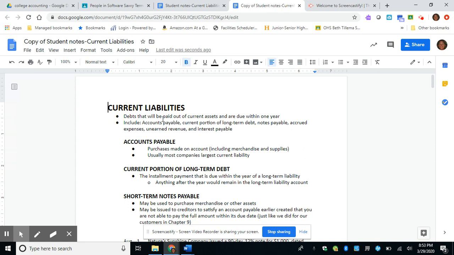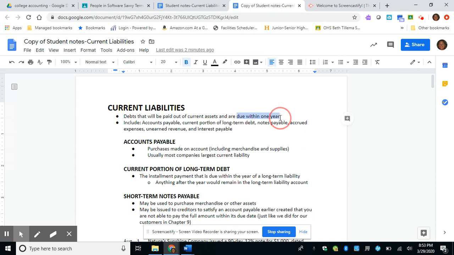So Chapter 9, 2 units ago, we talked about receivables. Receivables are when somebody owes us money. This unit is going to be the flip side, it's going to be on liabilities. So we're going to start today talking about current liabilities. And current liabilities are things that we owe that are due within a year.